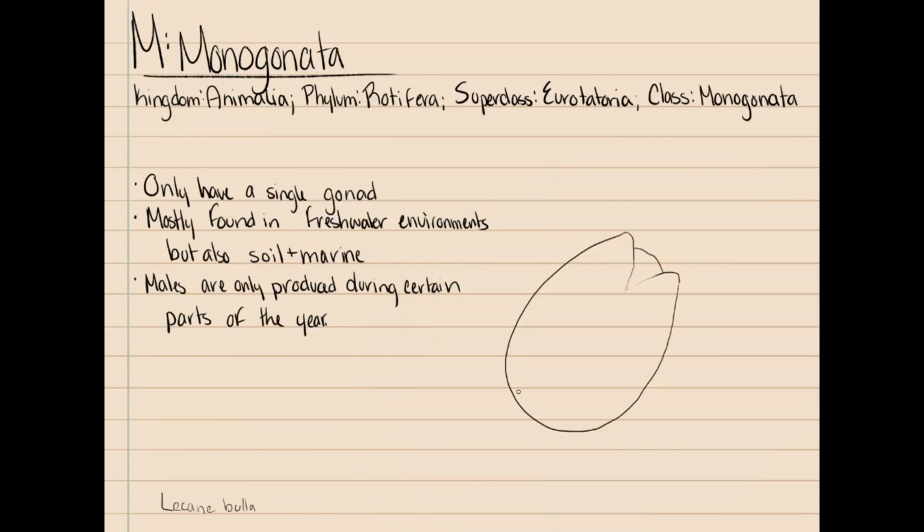M is for Monogononta, which are rotifers that only have a single gonad, hence their name. The males are only produced during certain parts of the year.